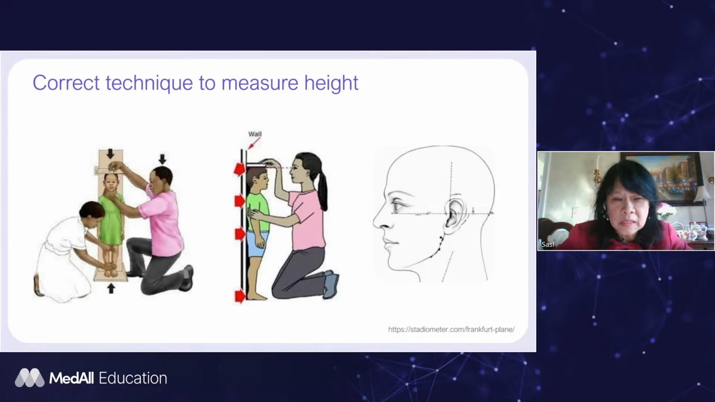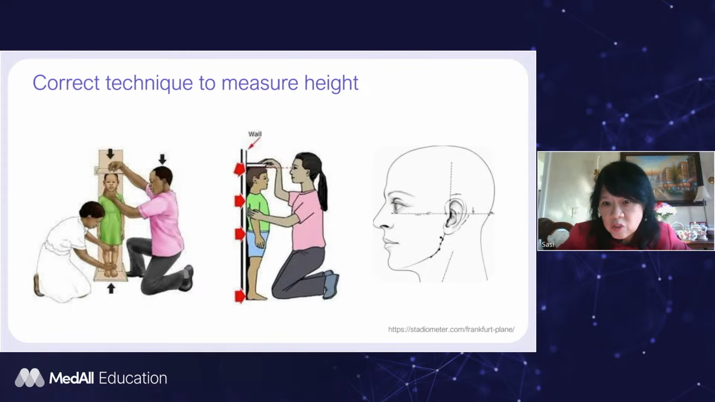For correct technique to measure height for an older child, it's best to have a second person to help make sure the child is standing against the wall or the board at the back, with shoulders, knees and ankles, everything touching the board. Then we need to make sure the head is positioned in the correct plane, and we have this imaginary line that runs from the bottom of the eye socket to the top of the ear canal.